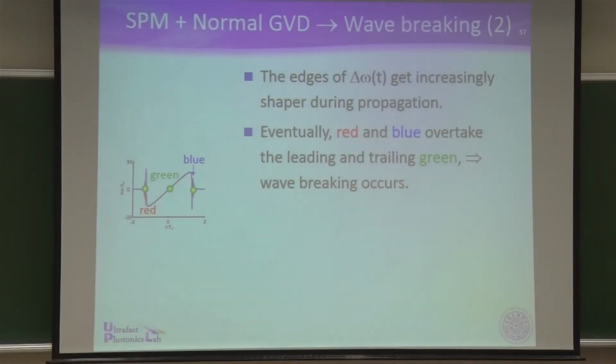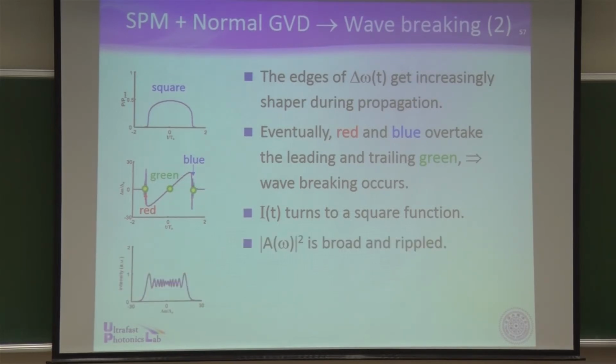So in the time domain, you will see a square pulse with very sharp edges. In the frequency domain, you will see something similar, still broadened but rippled spectrum. 所以 spectrum 比较看不出它的特质，那但是 time domain 可以看得很清楚，最后演变成几乎像一个 square pulse. That is wave breaking. Any question?